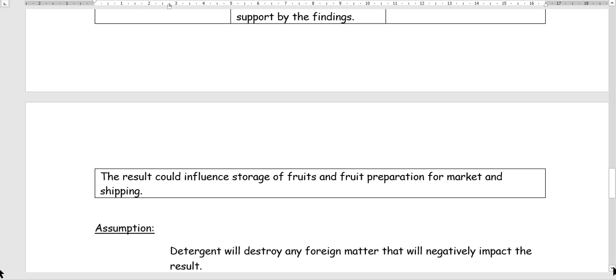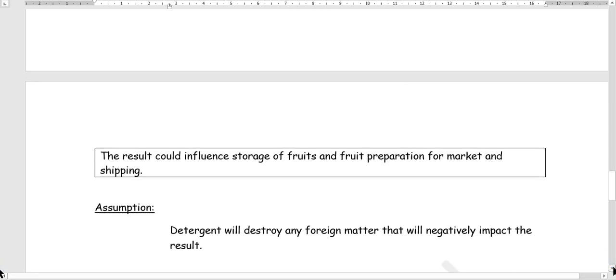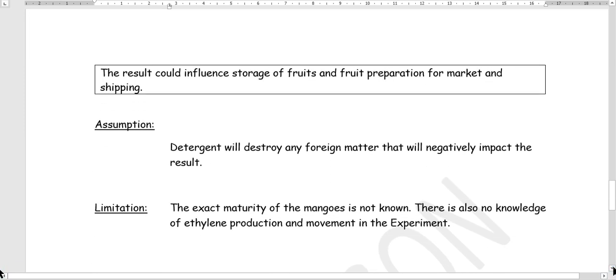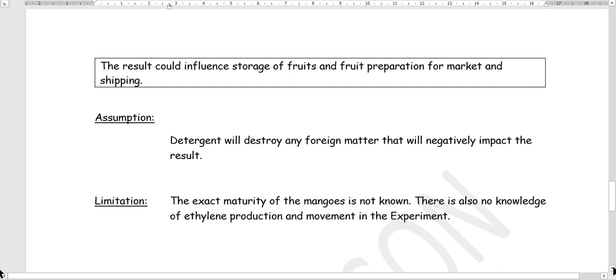Now we get to a point that we refer to as the assumption, and the assumption is just a position taken that something is true without any proof. So we are assuming here that the detergent will destroy any foreign matter that will negatively impact the results of this experiment. Hence, we washed the fruits to ensure that we are removing things that could influence the outcome of the experiment. Then finally, we have the limitation.